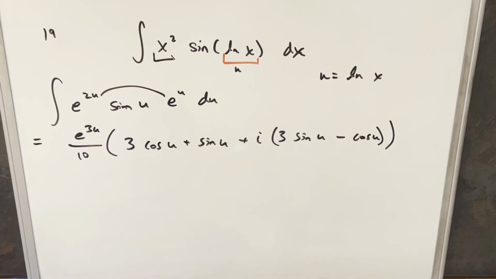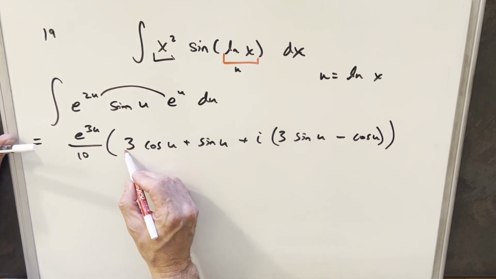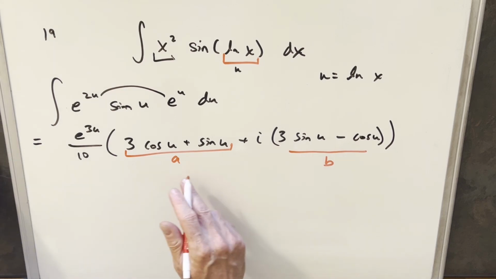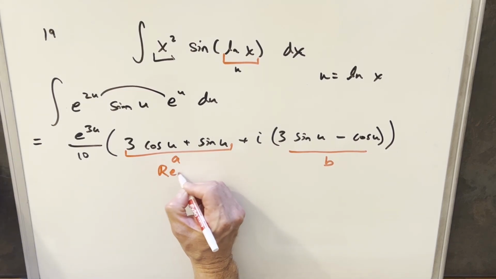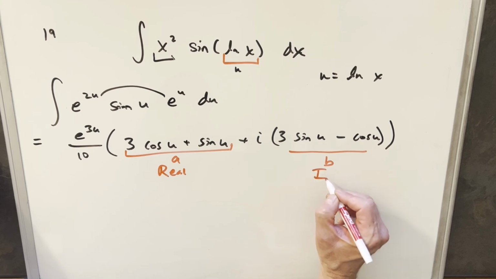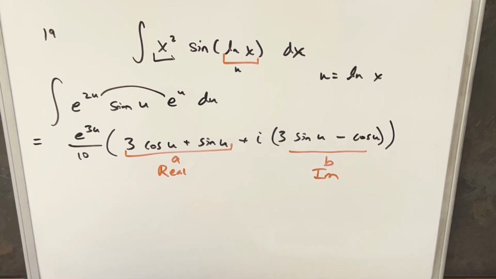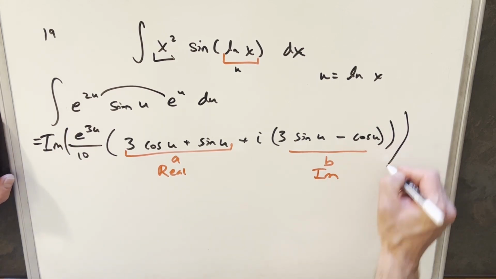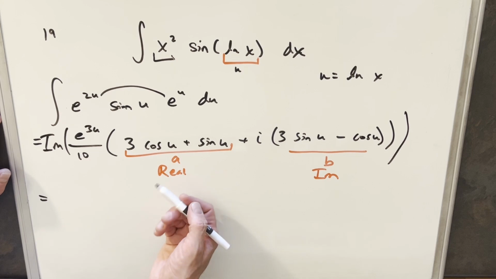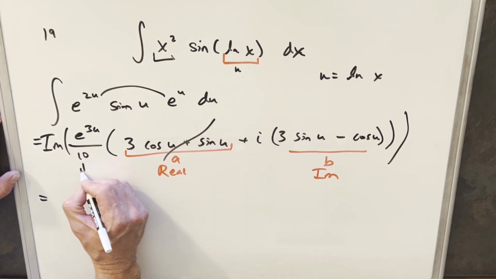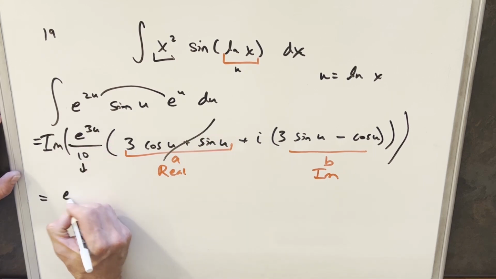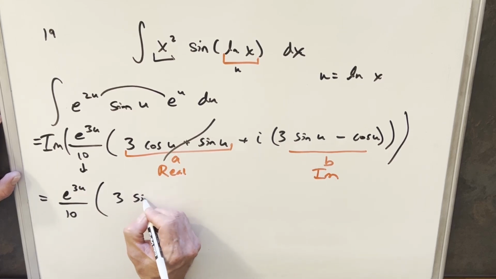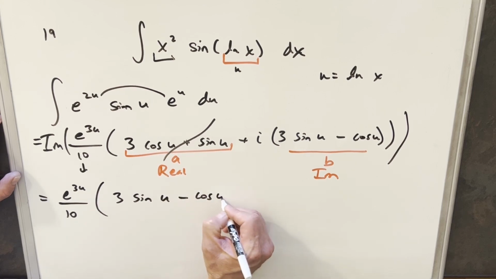Just notice that at this point we have this in our a plus bi notation. This would be a, and this would be our b. From this notation, we can see that a is going to be our real part, and b is going to be our imaginary part. So now we'll put back the notation that I dropped for laziness. That allows me to ignore my real part. We'll bring back e^(3u) over 10 as a coefficient in front, and then our imaginary part, which is just going to be 3 sine u minus cosine u.